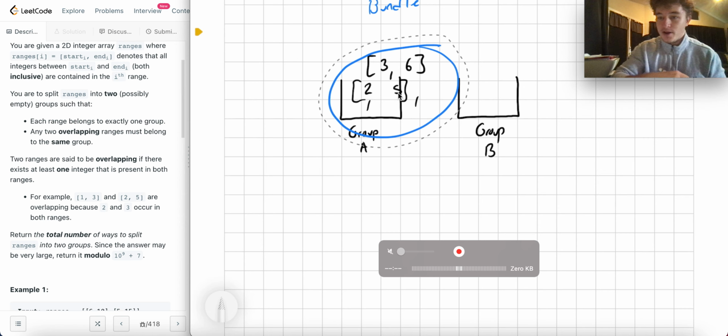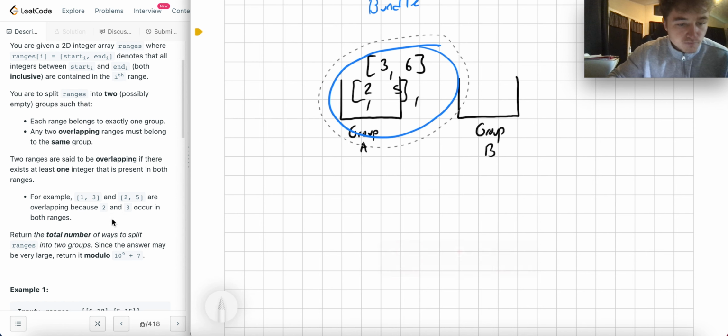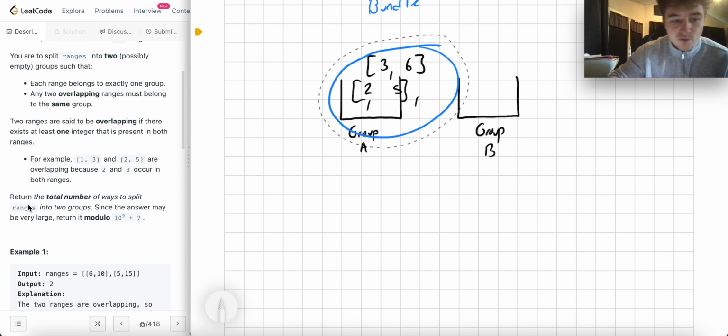So there's an overlap, right? This is an overlap of 3, but of course there could be an overlap of 1, whatever. Okay. So we're going to return the total number of ways to split ranges into two groups. Since the answer may be very large, return it modulo 10 to the 9 plus 7.